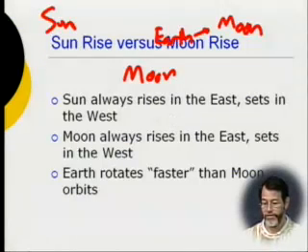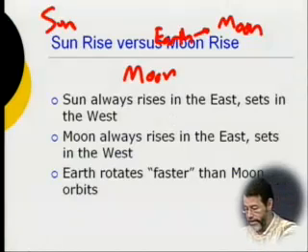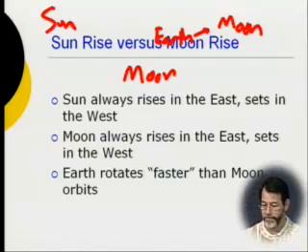Okay, so sunrise versus moonrise. The sun always rises in the east and always sets in the west. The sun actually isn't really moving with respect to the Earth. It's just the Earth's rotation that's doing that. The moon also appears to rise in the east and set in the west, as do all the stars. And again, the reason for that is the Earth's rapid rotation.